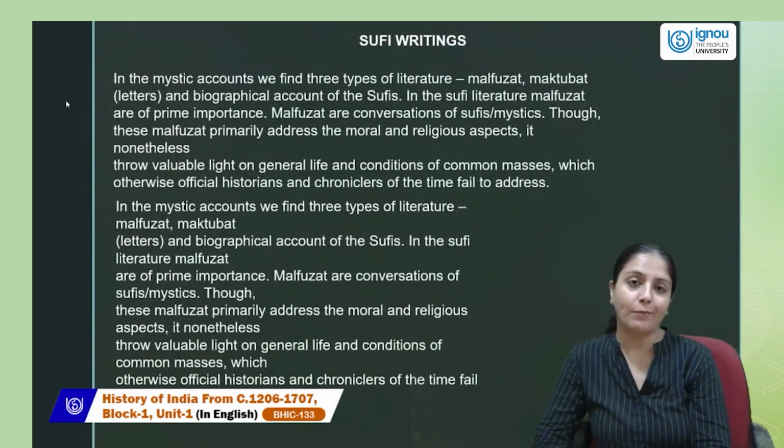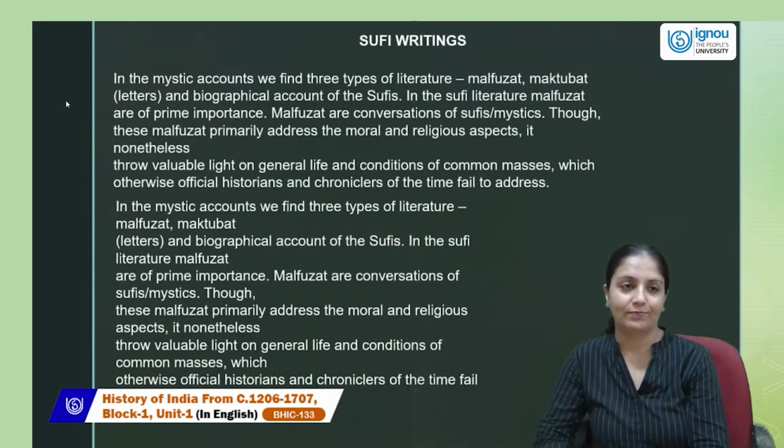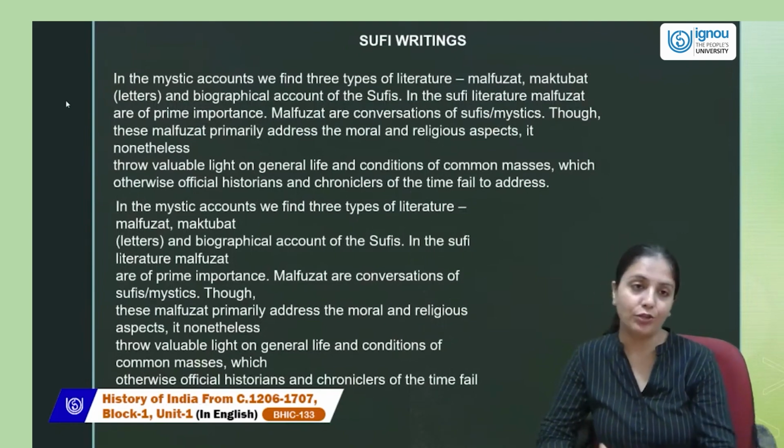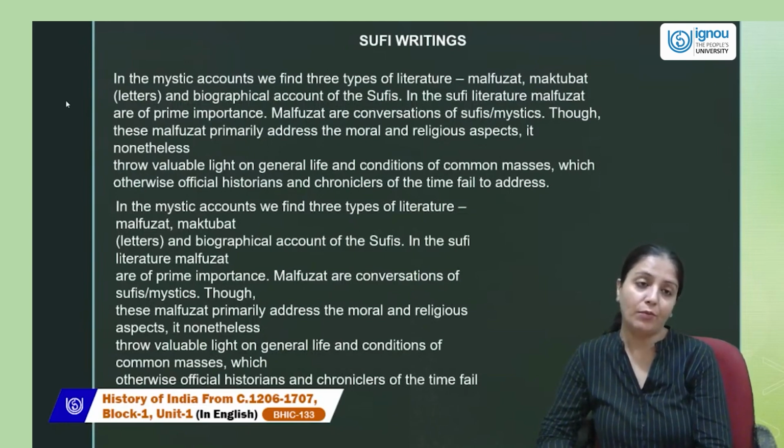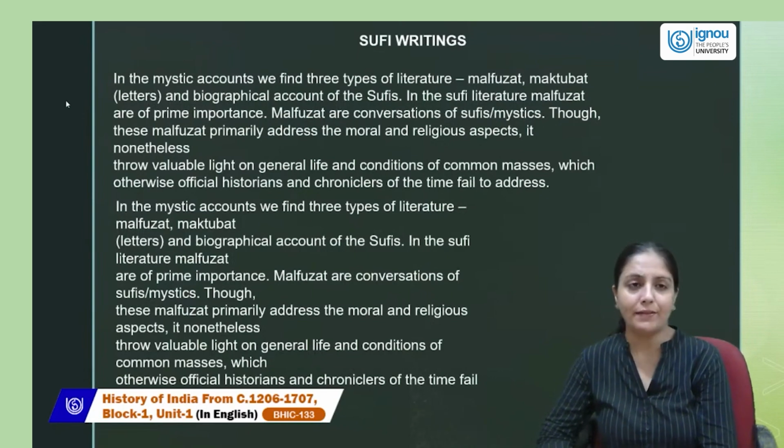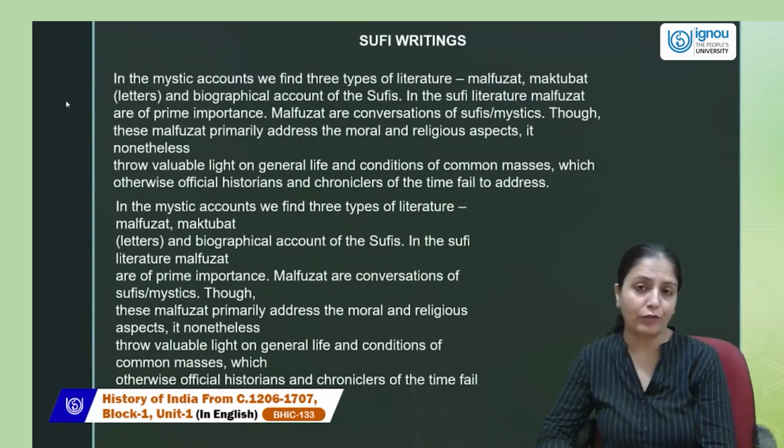Next, we are going to start with Sufi writing. Who are Sufis? We will cover this in our coming units. Now we are going to cover Sufi writings. As we have taken the word Sufi, our first word is mystic, meaning connected to the mysterious. In the mystic accounts, we find three types of literature: Malfuzat, Maktubat, and biographical accounts of the Sufis.